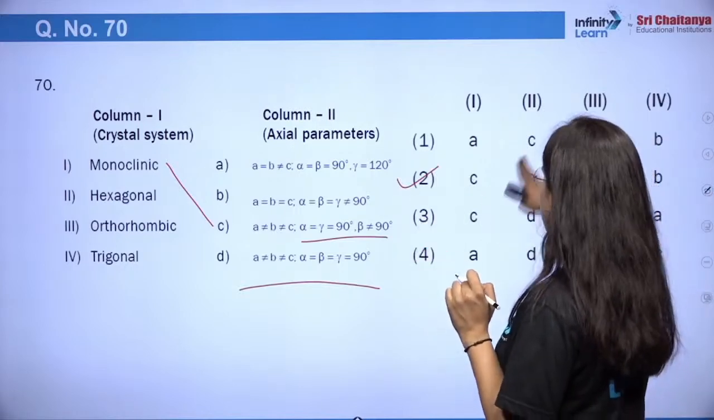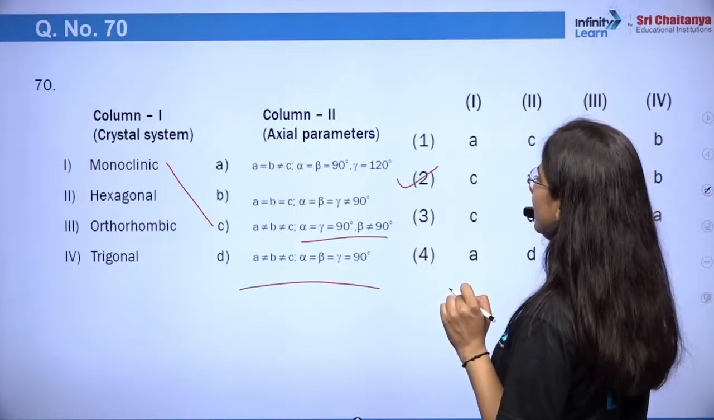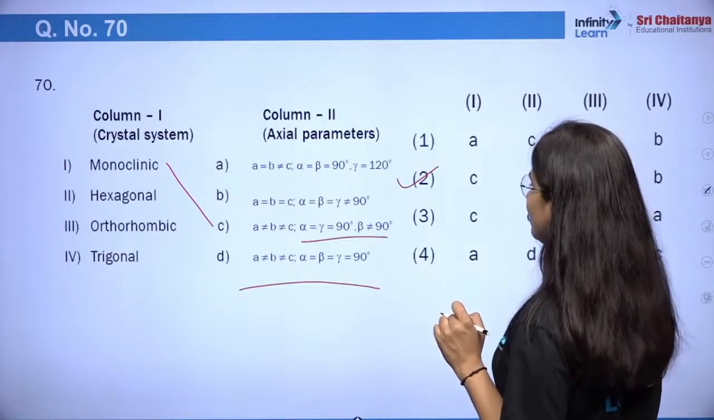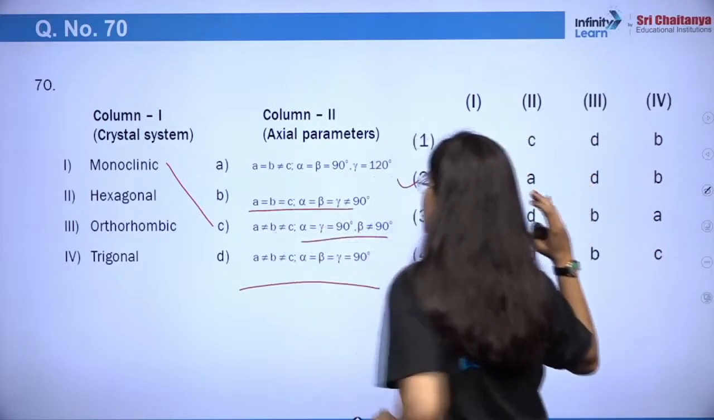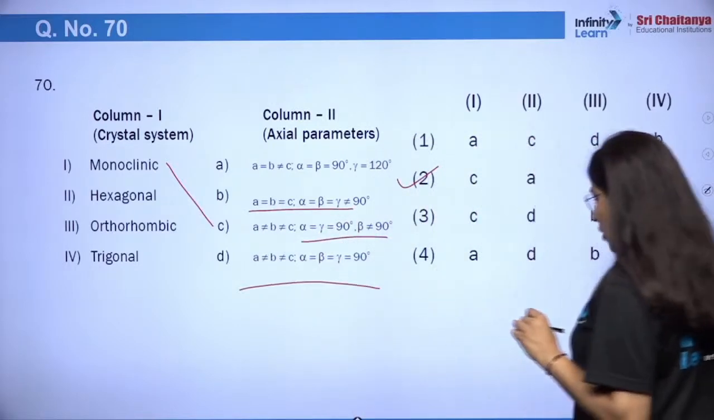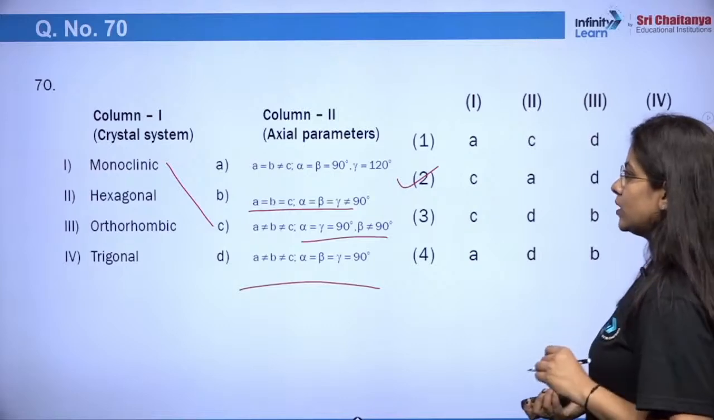Monoclinic will be C. For the second, it will be A. Orthorhombic will be D, and trigonal will be B. Trigonal: A is equal to B is equal to C. So what is the correct option? The correct option is option number 2.